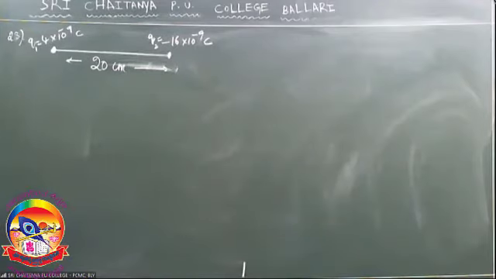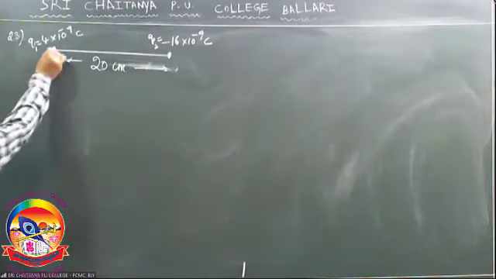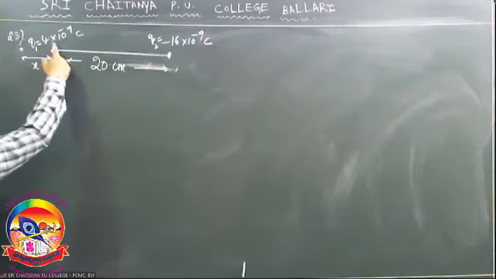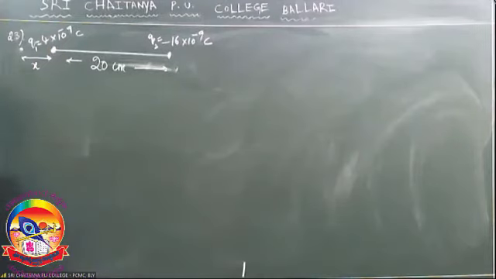What did the question ask? The position of the neutral point from the small charge. From this small charge, where is the neutral point? Neutral point means null point. Already we know how to find the null point. In the question they asked from the smaller charge. So this is the smaller charge, 4 into 10 to the power of minus 9.